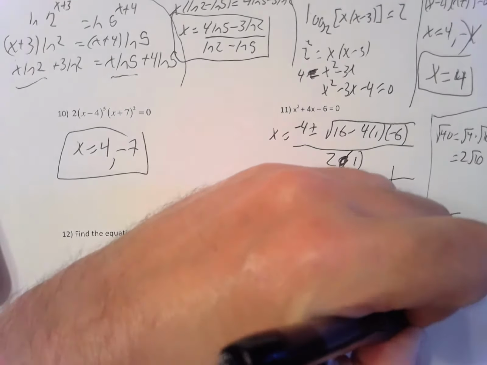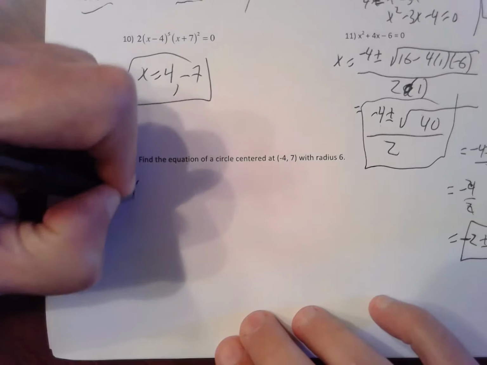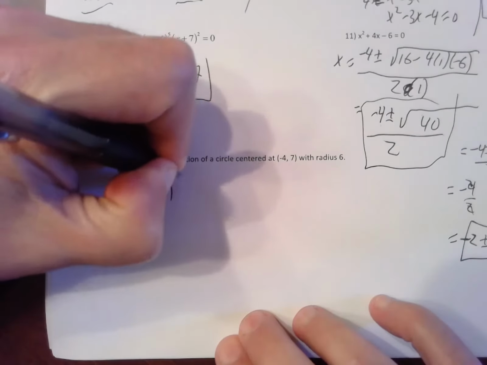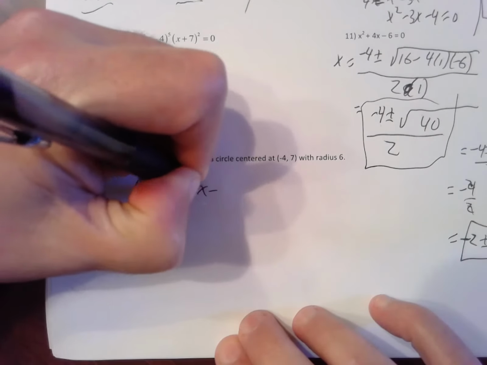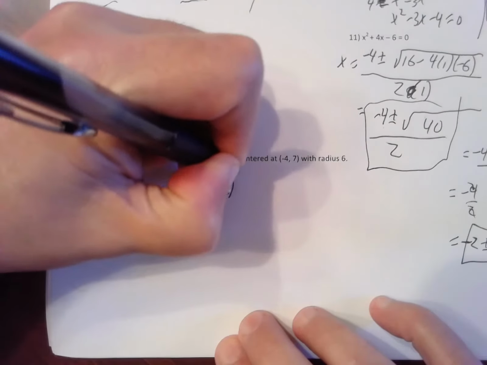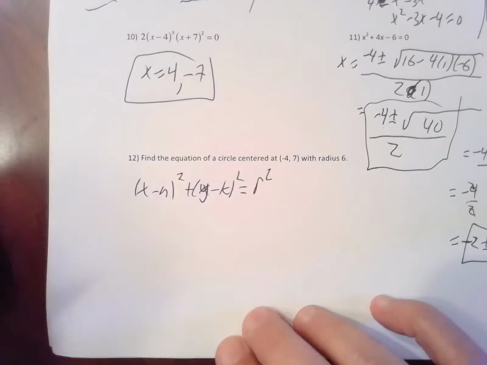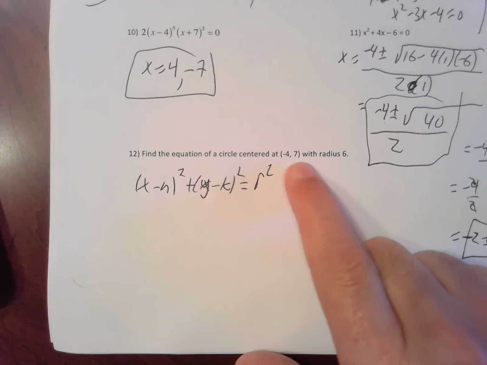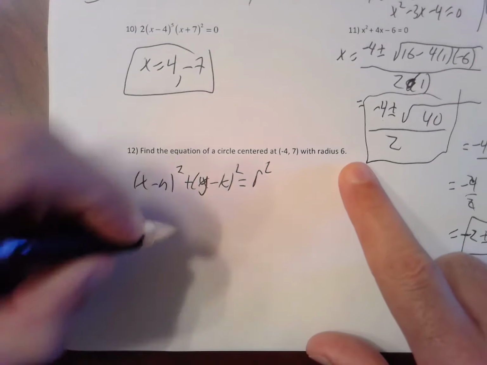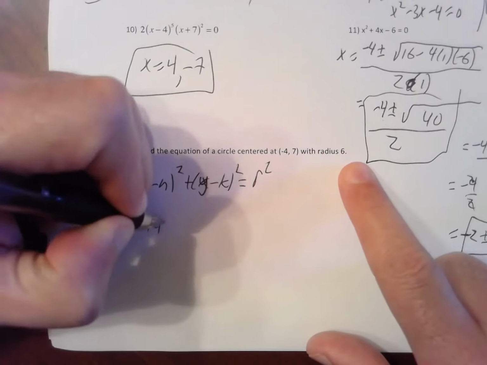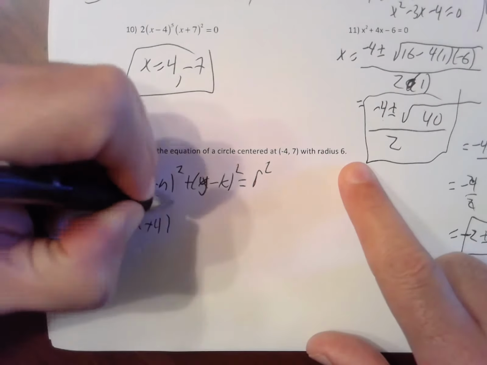Okay, we didn't do this this semester, so this one was not necessary, but if you want to know the answer, equations of circles look like this. That's x minus h squared plus y minus k squared equals r squared, where that's h, and that's k, and that's r. So this would be x plus 4 squared plus y minus 7 squared equals 36.